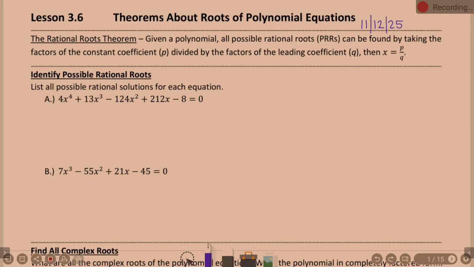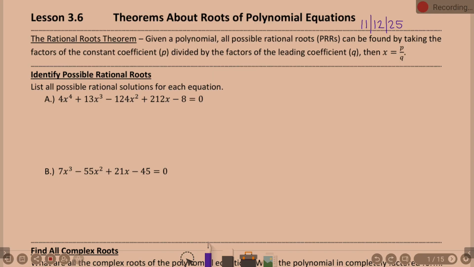Section 6 is officially theorems about roots of polynomial equations. So we're still studying polynomials. We're still thinking about their graphs. And we started last time, we're still thinking about their solutions. Where do they cross the x-axis? What kind of solutions do they have?